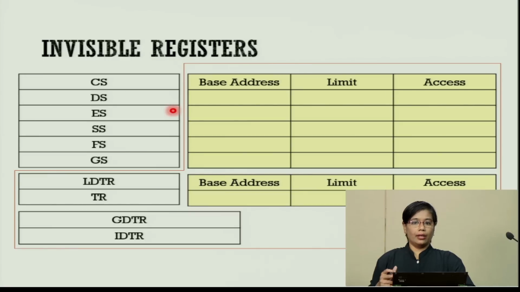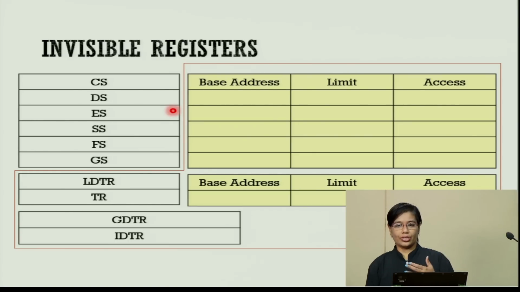Now other than the registers which we saw as part of the programmer's model, there are also going to be certain registers which are going to be invisible to the programmer. They are present, but the programmer cannot use these registers like he's making use of the code segment, data segment, extra segment, or the stack segment registers. These are what are called program invisible registers.